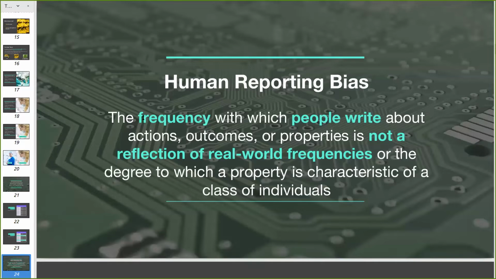Yeah. So the frequency with which people write about actions, outcomes, or properties is not a reflection of real world frequencies. This is something that we see in our data. Whenever we get started with some task, we collect the data, and the chances of that data being representative of all the cases that it has to cover are not that good.